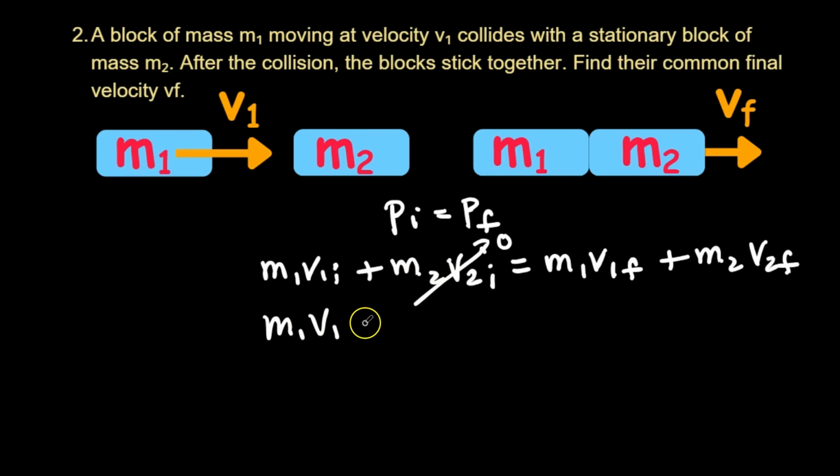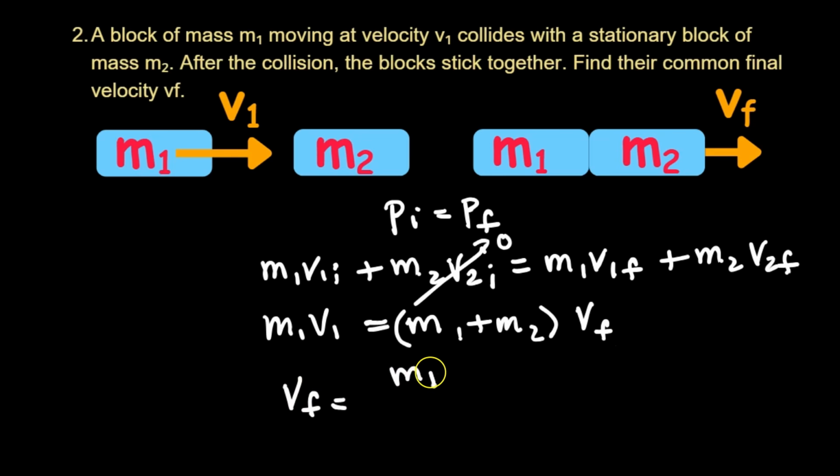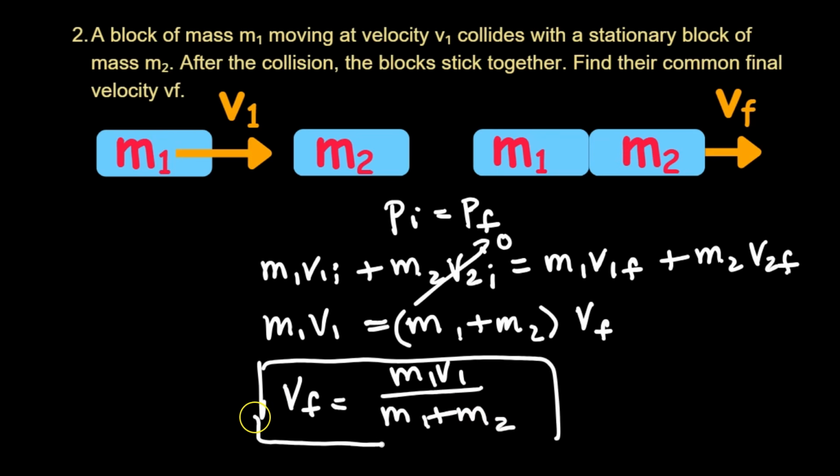Since the final velocity of both masses will be the same, we're going to factor out the v final, and we'll call that vf. And then we'll divide m1 plus m2 on both sides, and that gives us vf is equal to m1 times v1 divided by m1 plus m2.